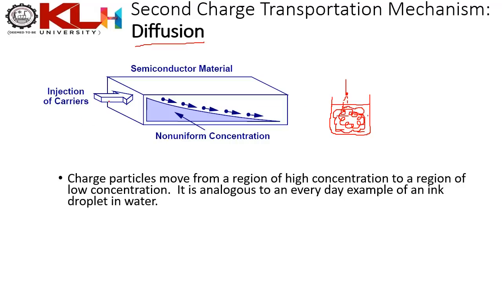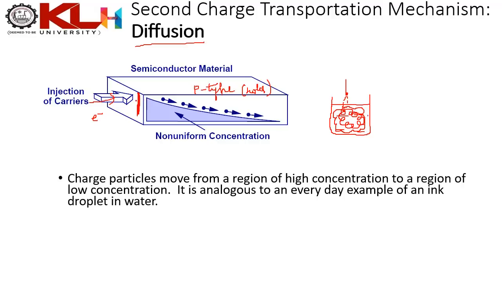See, the same thing happens over here also. So charge particles move from a region of high concentration to a region of low concentration. Suppose this is a p-type semiconductor which has a majority of holes. Okay, and suppose I inject electrons at this interface. So what is happening at this interface is this electron sees a very heavy concentration gradient.